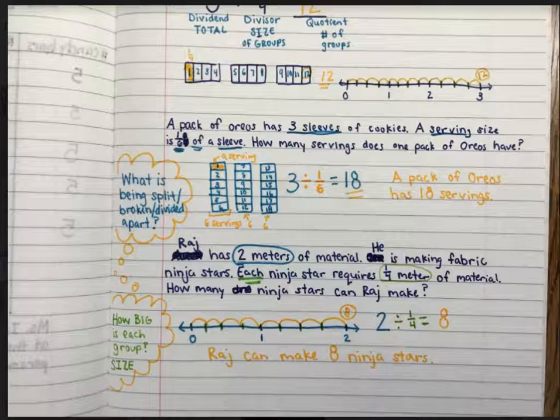And those are some examples of dividing a whole number by a fraction using models. Remember to always think about what is being broken or split apart and how big is each group. That's going to help us to know what our dividend and our divisor are.